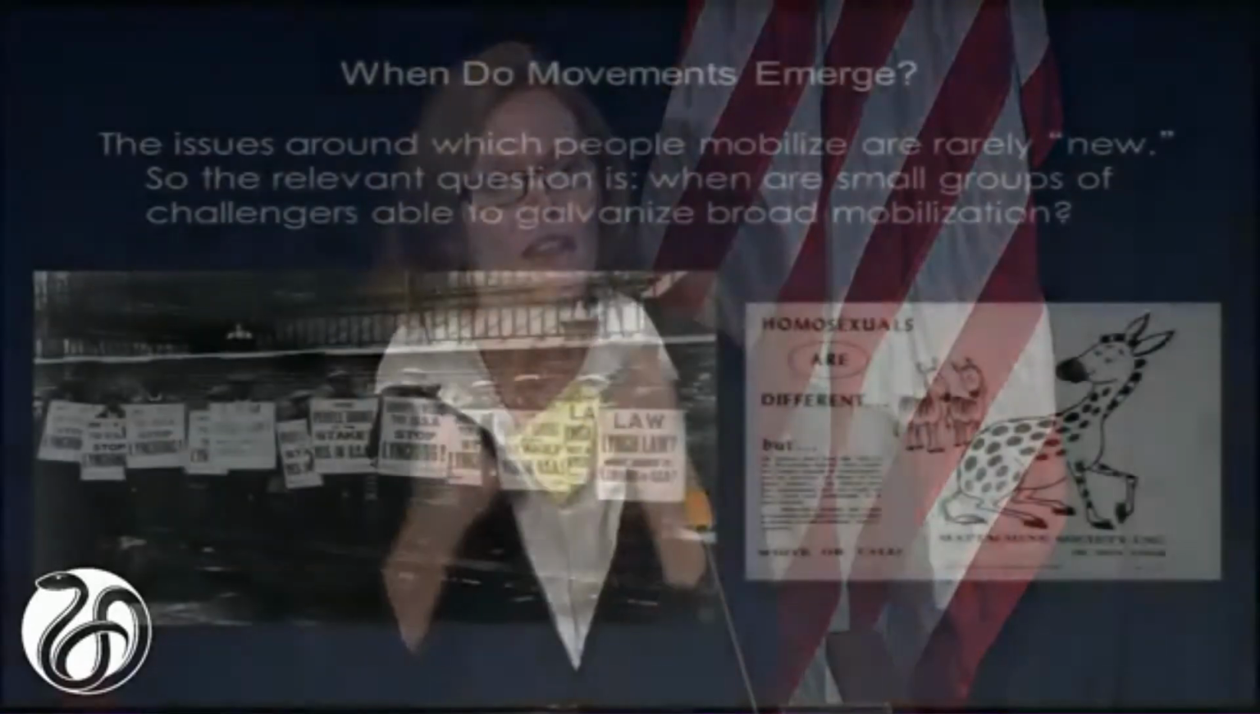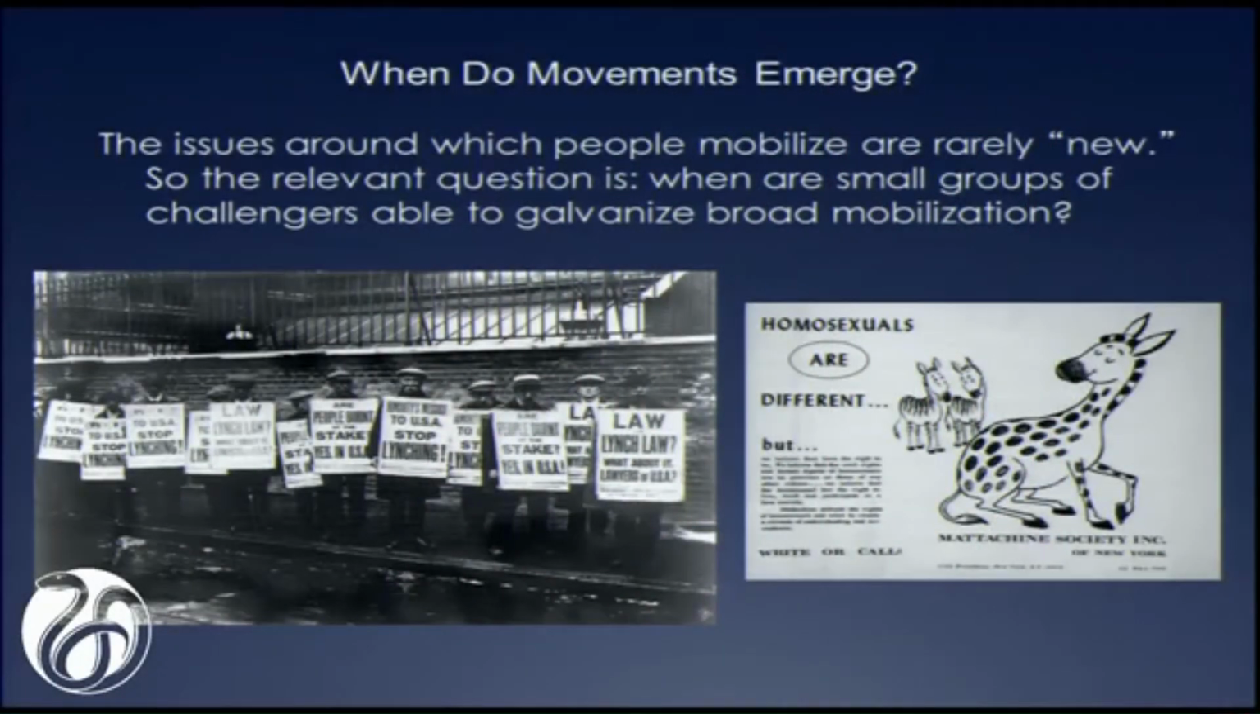In most cases, there are groups of activists who've been fighting for the cause for many, many years. There were African-American individuals and organizations who were fighting for political and economic enfranchisement long before the Montgomery bus boycott. There were people fighting for gay and lesbian rights, against nuclear power, long before people had even heard of those terms.